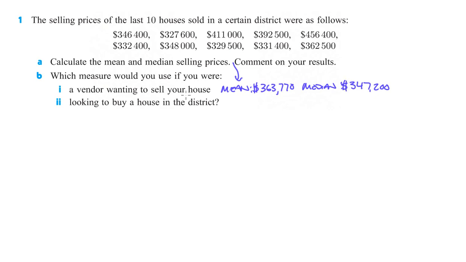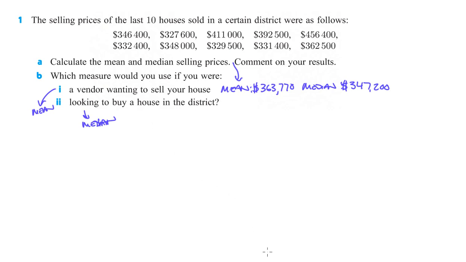Okay. Now it says, which measure would you use if you were a vendor trying to sell your house? So if you're trying to sell your house, you want to get the most money out of it. So we would definitely use, in this case, the mean, because the mean is higher. And if we're looking to buy a house, then we would use the median, because that is a lower price and we want to pay less for our house. Sell our house for more, pay for it for less.